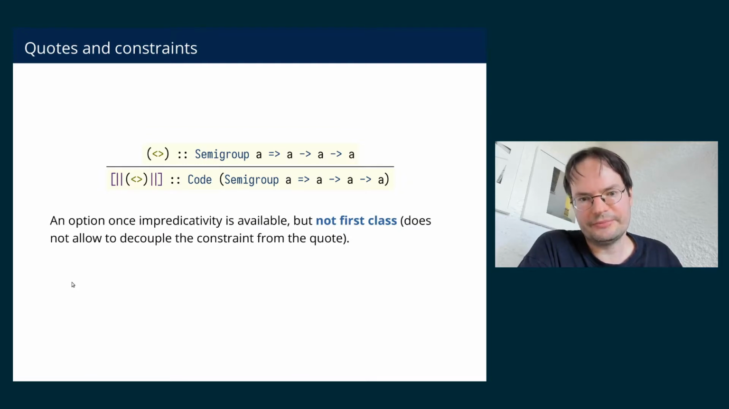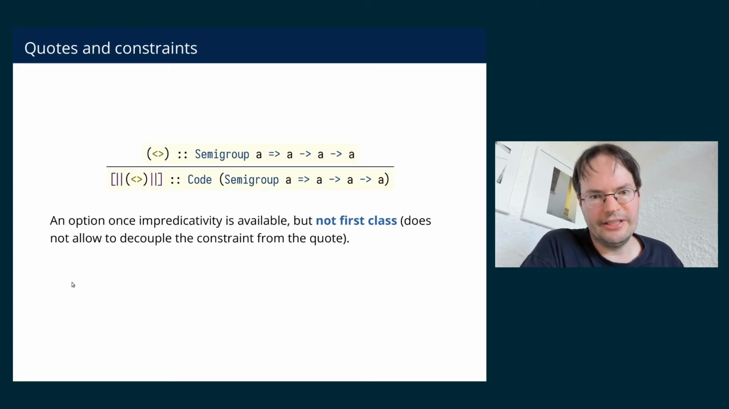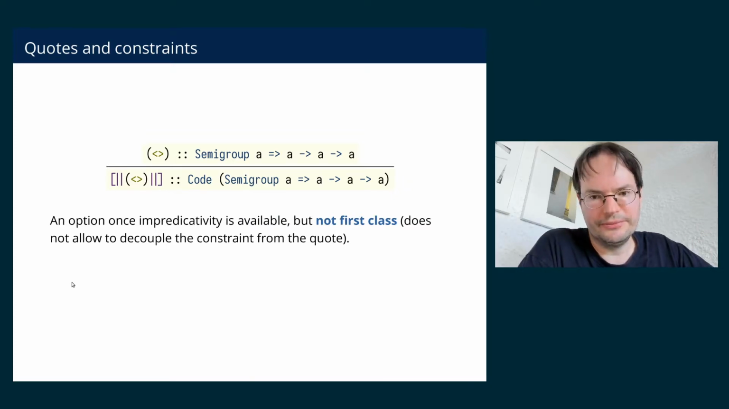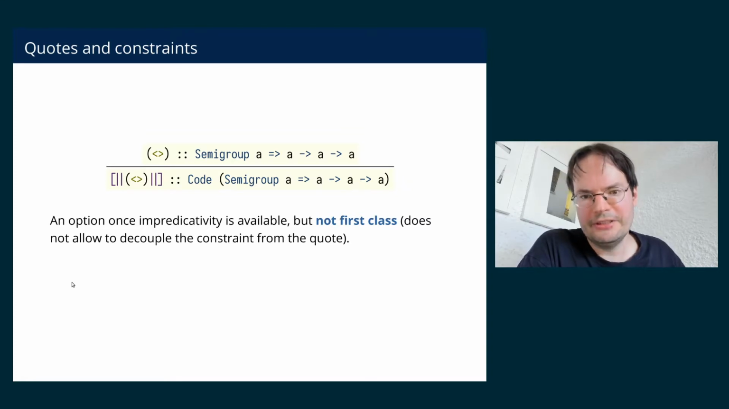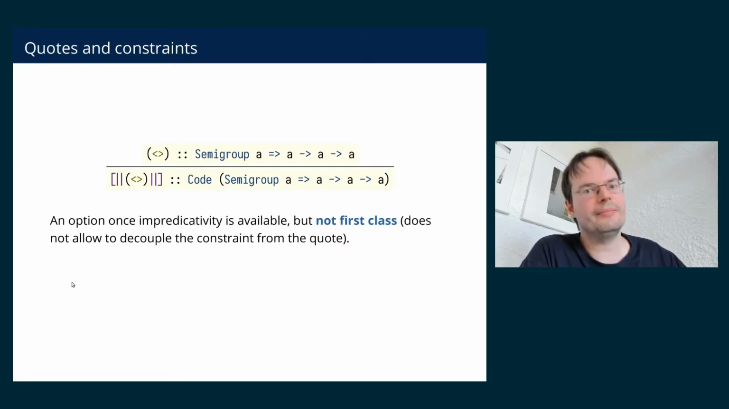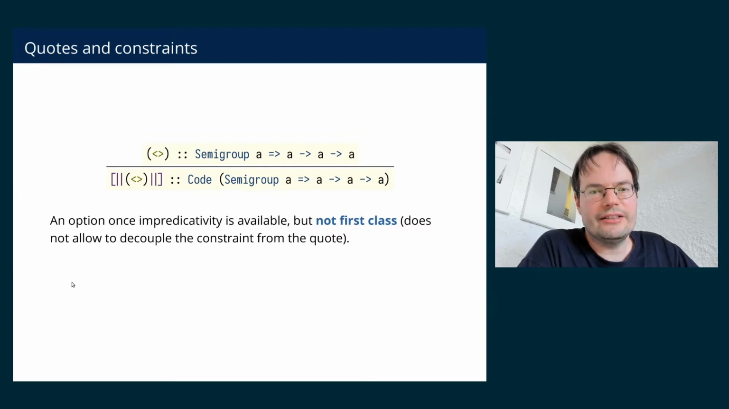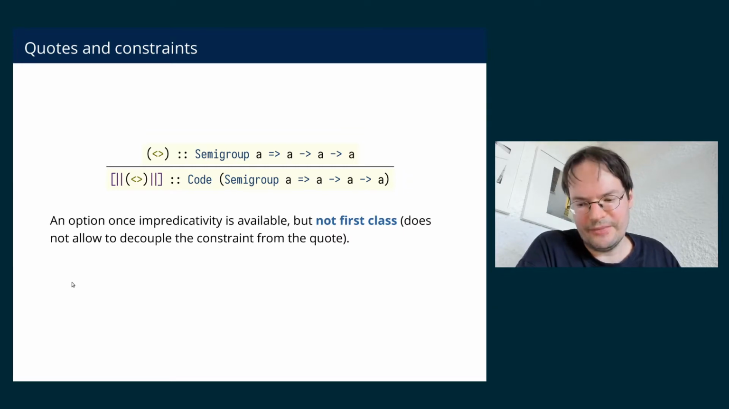Another option, if impredicativity was available, but it soon will be, would be to include the Semigroup A constraint within the code. This would work, and it would be morally correct, but it is not first class. We have seen that in the type signatures, we sometimes want to talk about the constraints decoupled from the quoted value, and that's not possible in this style. So this is not quite satisfactory on its own as well.